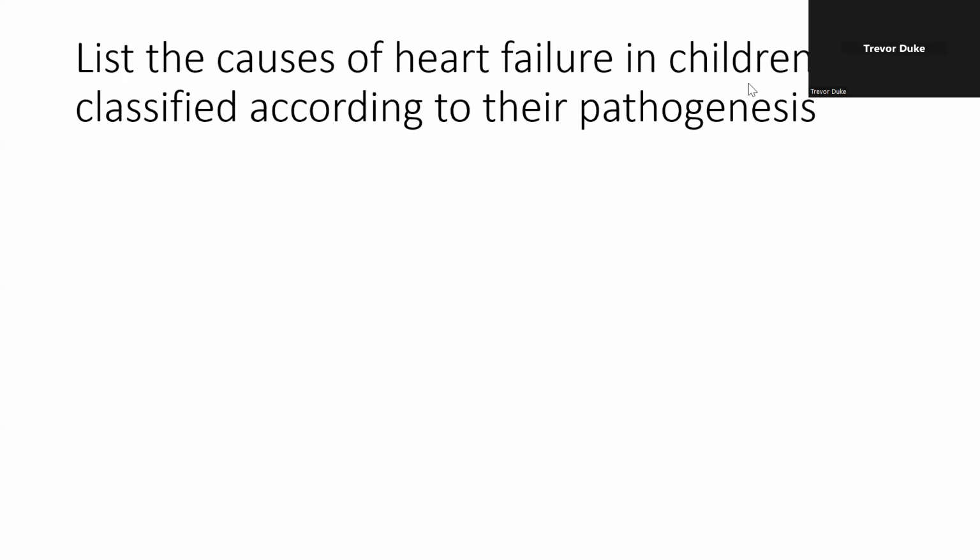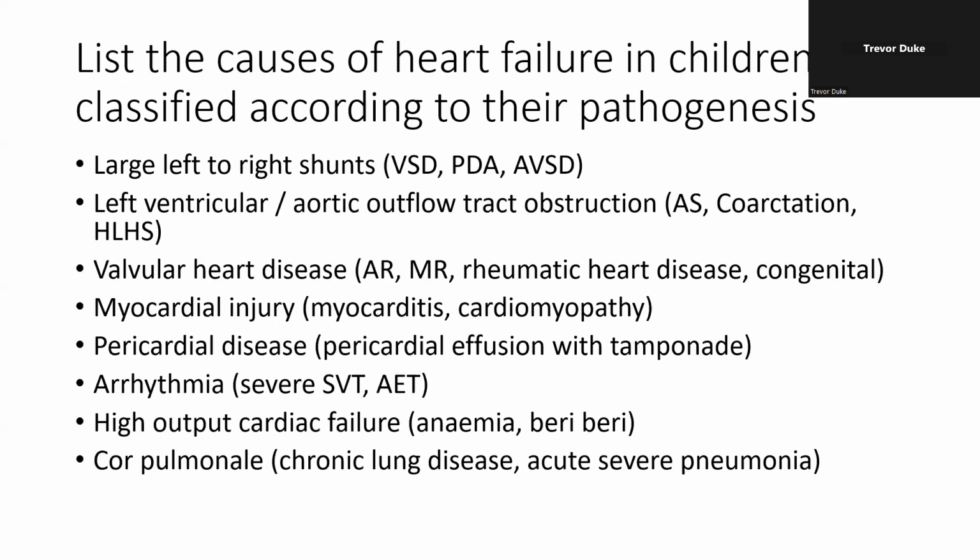Well, firstly, list the causes of heart failure in children classified according to their pathogenesis. I guess when we think about heart failure, it's useful to have a way of thinking about it, and this is a sort of way I think about it. If you think of all the different parts of the heart, that can help you understand the pathogenesis of heart failure. There can be either a malformed or congenitally abnormal part, or an acquired abnormality of the different parts of the heart.